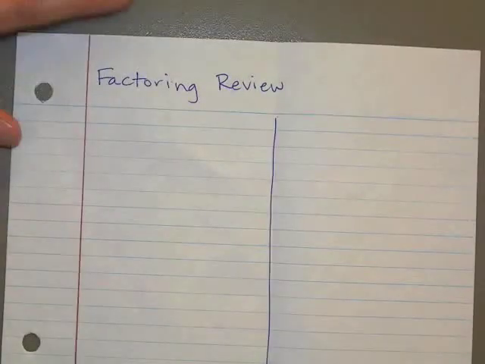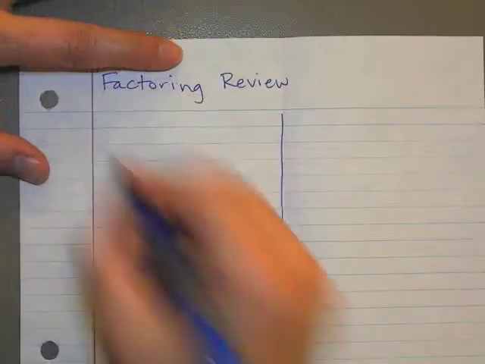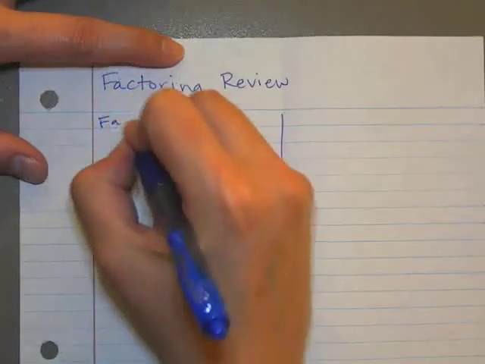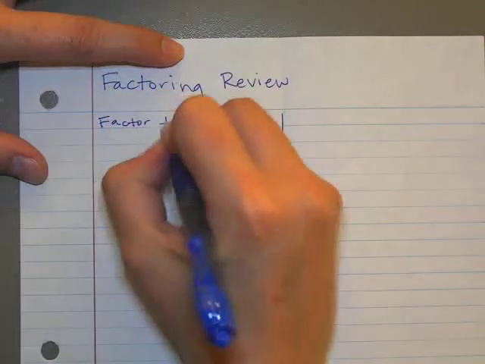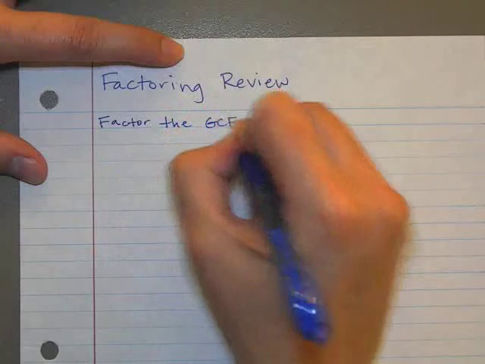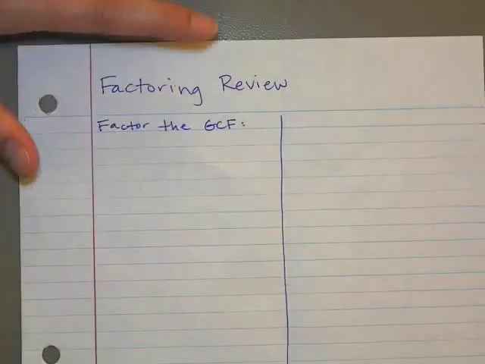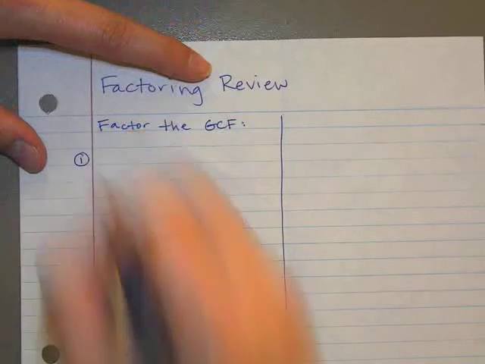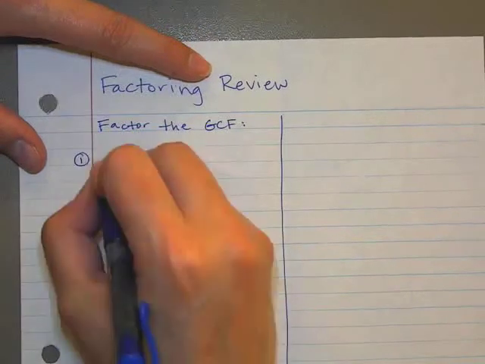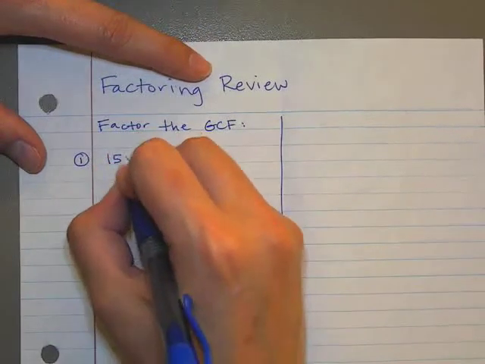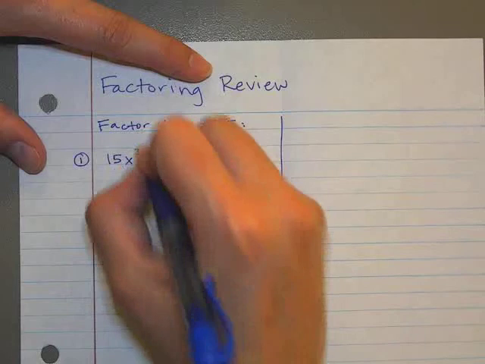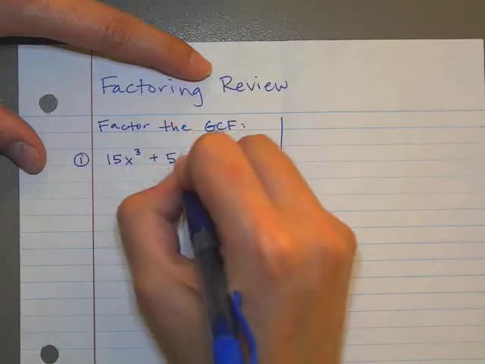Okay, so the first kind of factoring that we learned about was factor the GCF. Okay, so we're going to work a couple of problems with this. You may not remember exactly what that means right now, but we're going to work a couple of problems and it'll jog our memory. All right, the first example is 15x to the third power plus 5x squared.